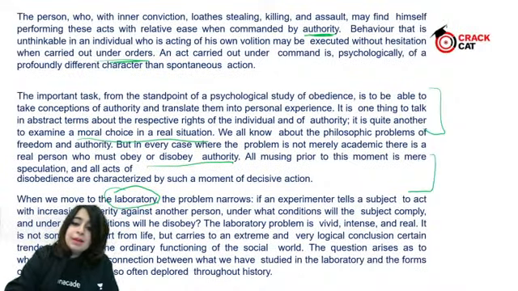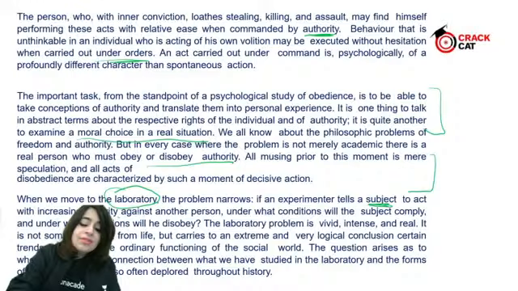If an experimenter tells a subject to act deliberately against another person, under what conditions will the subject comply and under what conditions will he disobey? The laboratory problem is vivid, intense, and real.